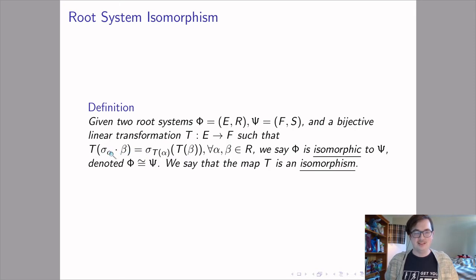But really it's just that this action of sigma alpha can come out of the linear transformation in this special way for all of our roots. So if that's the case, we say that phi is isomorphic to psi, and we denote this in the usual way, and then we would also say that T is an isomorphism.